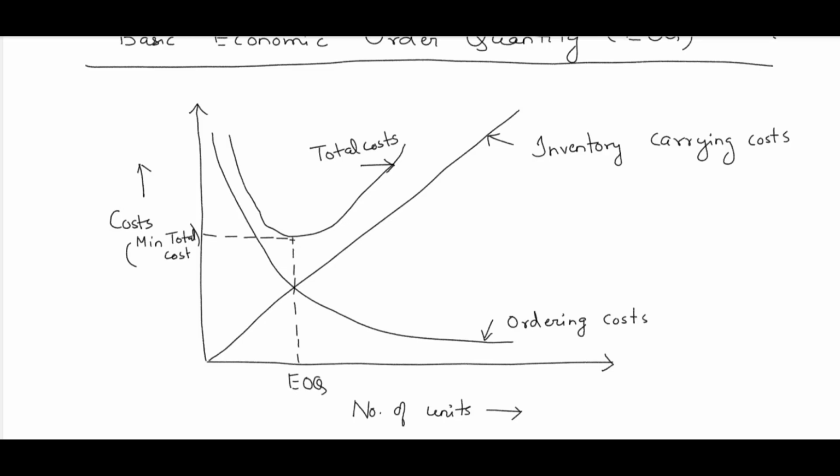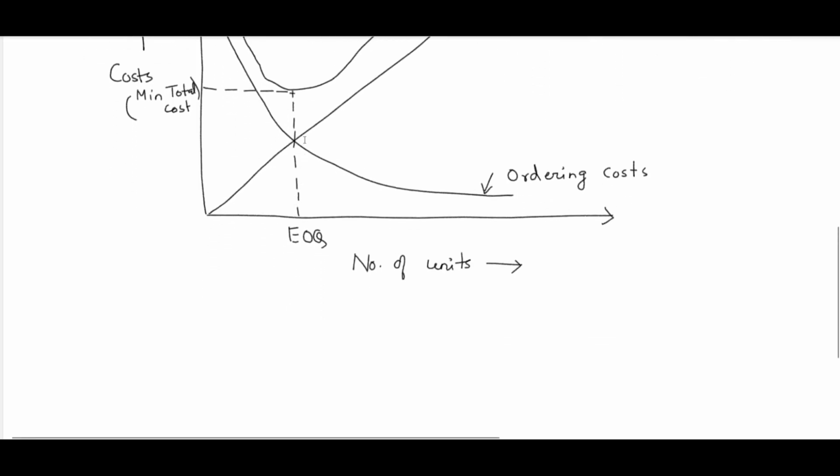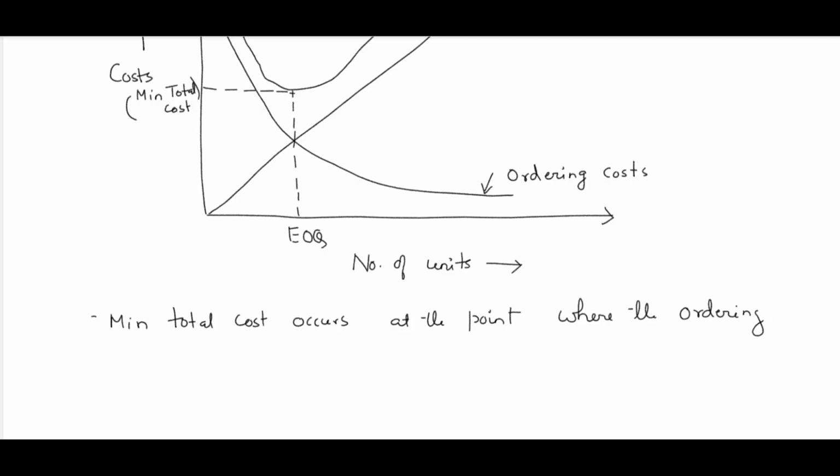You can see that minimum total cost occurs at the point where the ordering cost and the inventory carrying cost meet, or are equal. At this point it is the minimum total cost. So minimum total cost occurs at the point where the ordering cost and inventory carrying cost meet and are equal. That is the minimum total cost.